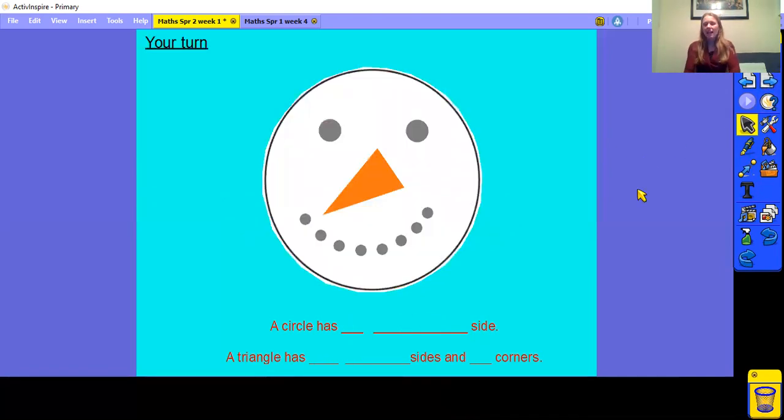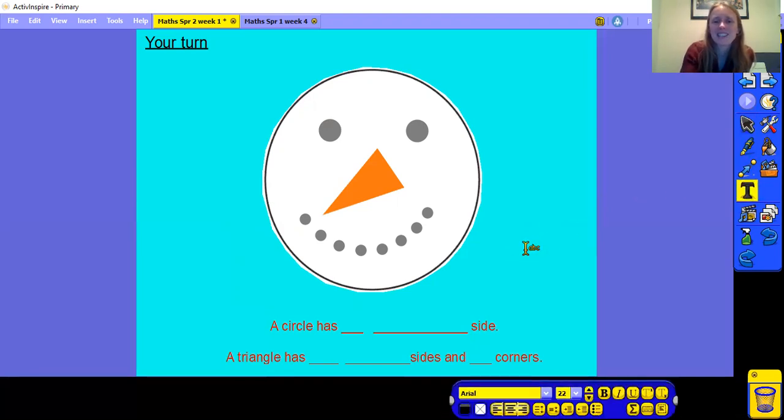Now, here's our last one. Let's fill in our STEM sentence together. So a circle has, what properties does a circle have? Tell your grown-up. You're right. A circle has one side. What does that one side look like? It's curved. You're right. It is. Our one side on our circle is curved.